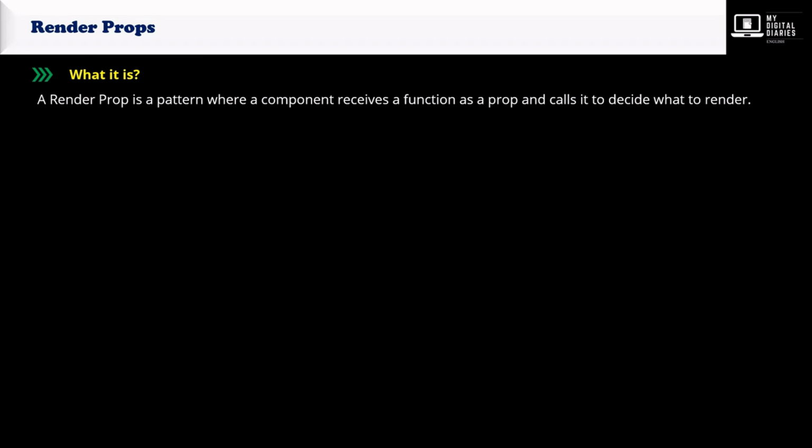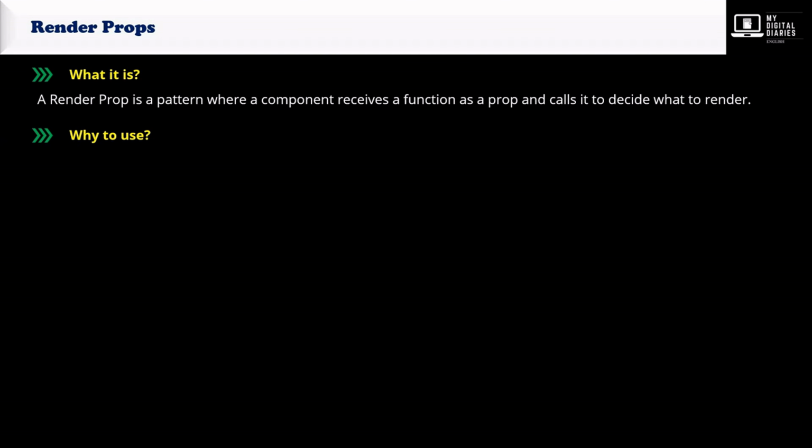A render prop is a pattern where a component receives a function as a prop. This function is then called inside the component to decide what should be rendered. In simple words, instead of hard coding JSX inside a component, we pass a function and that function returns the UI. This gives us full control over how the UI should look, while the component itself manages the logic.